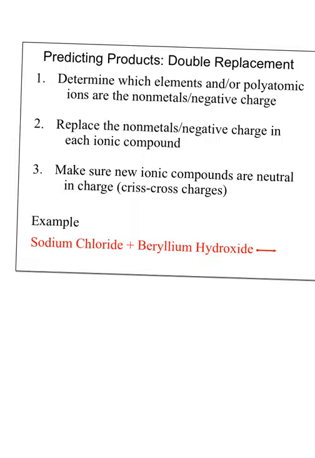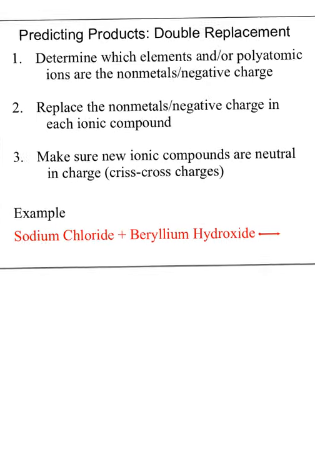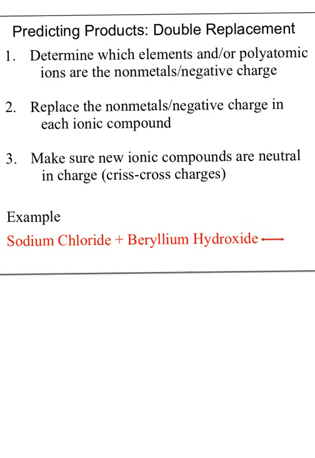Double replacement is pretty similar. The difference is we won't have anyone by themselves, so we don't need to check those diatomics. We'll have two new couples. So you're going to trade the metals or trade the nonmetals. I don't care, as long as you end up with a metal and a nonmetal, or a positive charge and a negative charge is a better way to think of it.